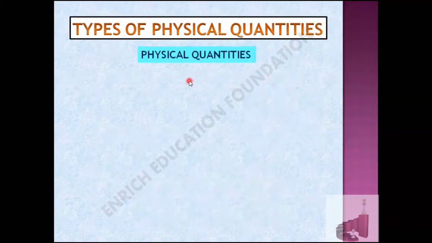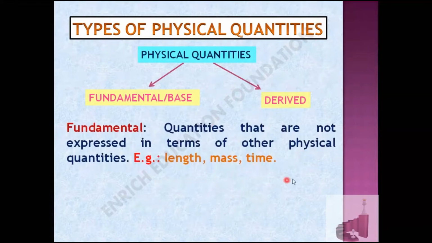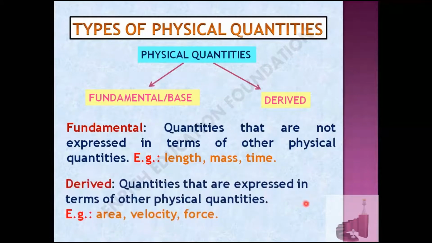Types of physical quantities. Physical quantities can be either fundamental or base physical quantity or derived physical quantity. Fundamental quantities are those quantities which are not expressed in terms of any other physical quantity. Examples say length, mass, time. Derived quantities are those which are explained with the help of the fundamental or other physical quantities. For example, if we need to find the area of a square, then it is got by the formula length into length. So for getting this derived quantity area, we have used the fundamental quantity length.